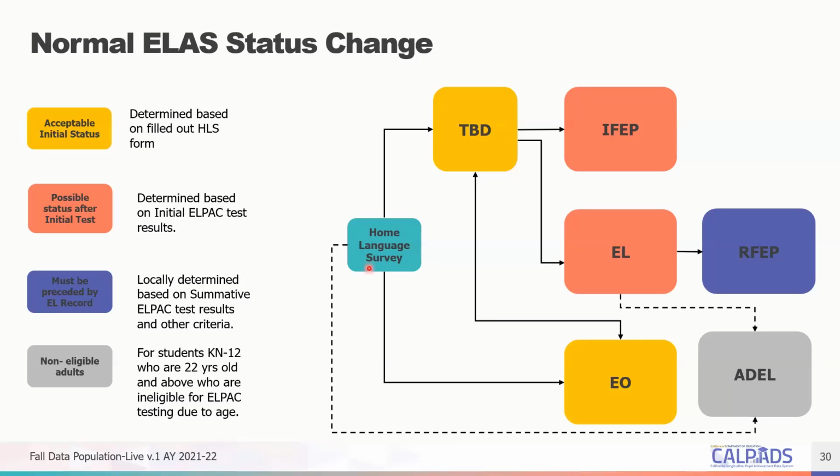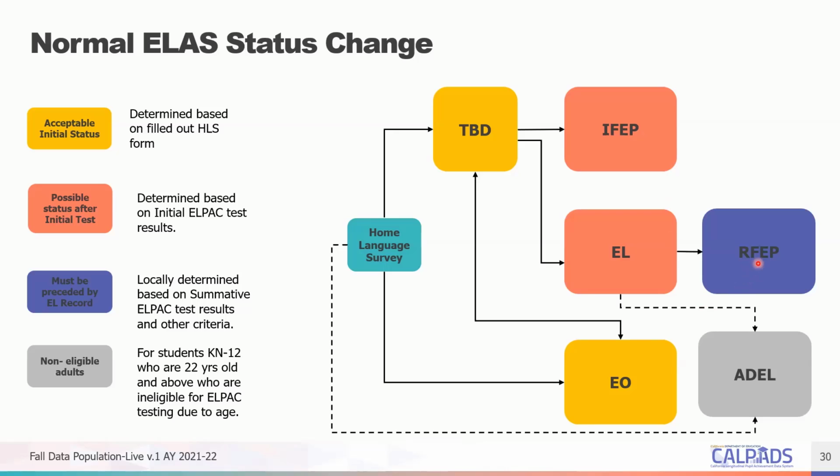Now, let's say on a home language survey, the student is EO, then you can just directly report the student as EO. Now, if later on the student was EO and a teacher says, hey, this student might need some EL services, then you report the student as TBD after the EO, and that puts the student in the roster list for ELPAC testing.